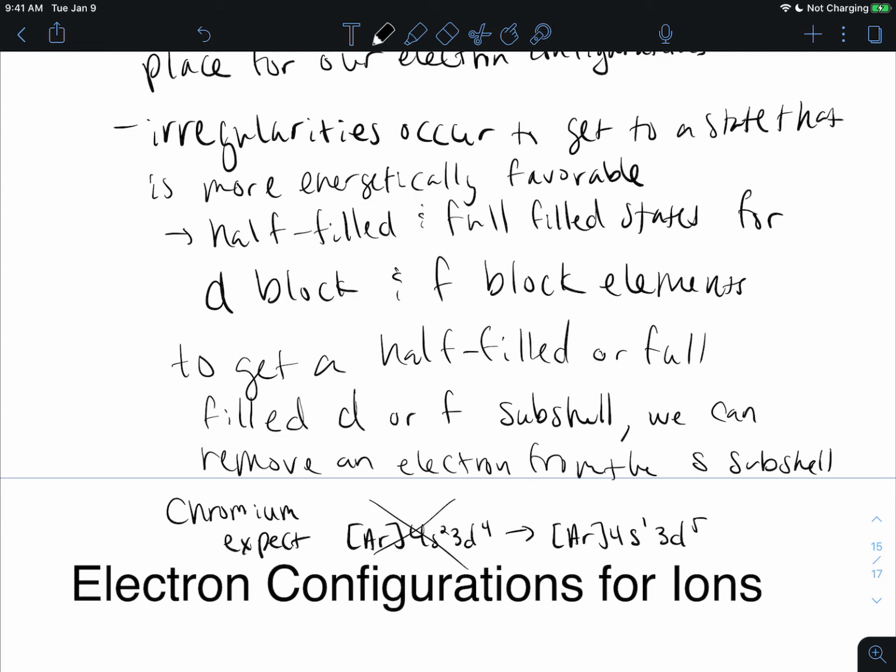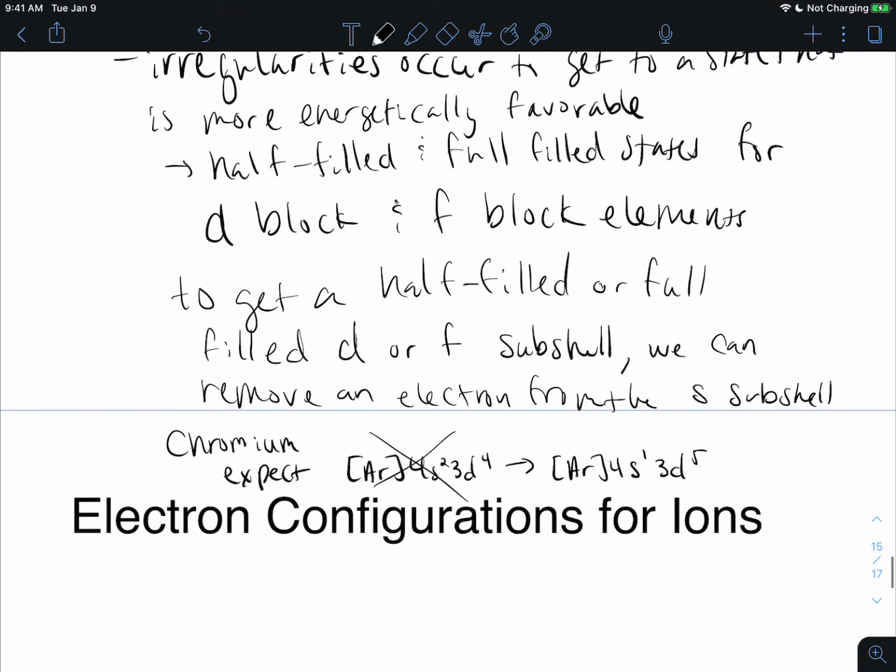Okay. Same thing with something like copper. With copper, we are actually going to have Ar 4s1 3d10. So promoting one of those electrons to get to that full-filled state, which is much more energetically favorable. And then copper only has one valence electron, as all of those D electrons are now core electrons, much more energetically favorable.